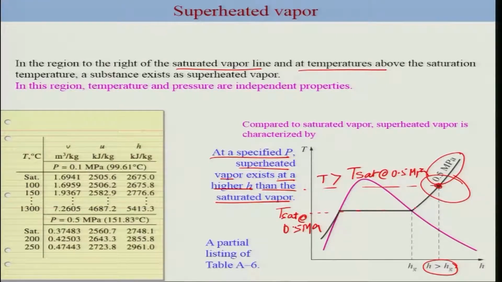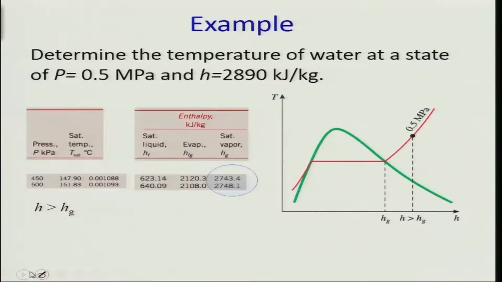To help solve problems, a separate table is given for superheated water. The table gives specific volume, specific internal energy, and specific enthalpy for different pressures, and this is a partial list. So you can do an example. This is the problem where we have to find the temperature of water at a pressure of 0.5 megapascal, and what we have been given is the specific enthalpy.